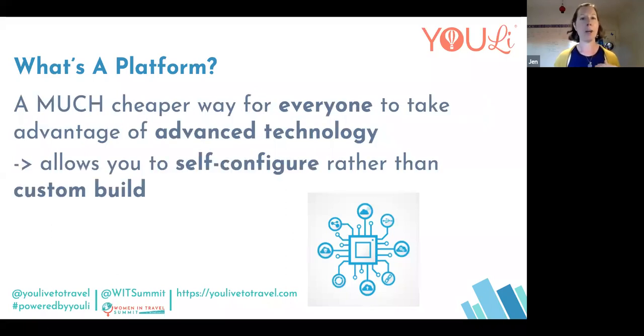What I think matters about what's happened in the last decade in terms of technology becoming platforms is that it's a much cheaper way for everyone to take advantage of advanced technology. You can have chatbots that automatically detect things like where they're from and respond accordingly, and things like that, that previously you would have had to have hundreds of thousands, if not millions of dollars to roll out. And today you can go and trial these kinds of things for free. They also allow you to self-configure rather than custom build. So that's the key difference, and that's why platforms are amazing. Of course, we're going to talk about the downsides of platforms, but this is the opportunity that platforms represent for your small travel business.